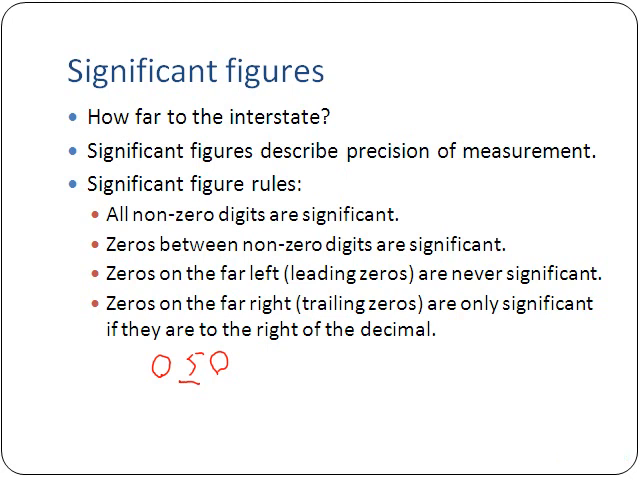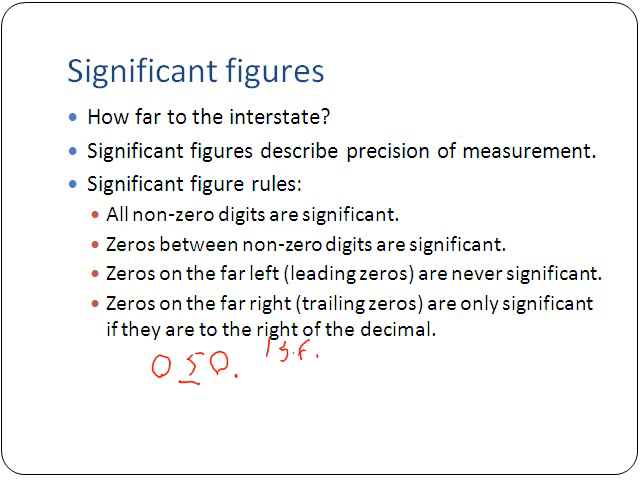What about that last 0? Well, this is where we go to rule 4. Zeros on the far right of a number, that is trailing zeros, are only significant if they are to the right of the decimal. And so, where's the decimal here? Well, the decimal should be right there. Because that 0 is to the left of the decimal, it's not significant. This number only has 1 significant figure.